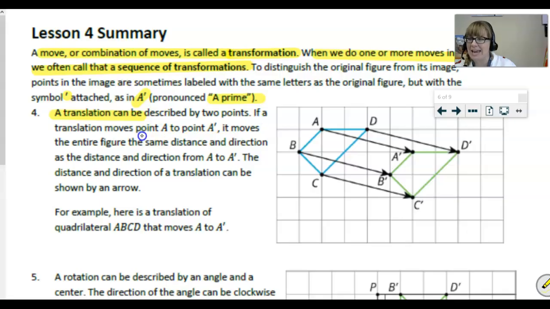If a translation moves A to A prime, it moves the entire figure that same distance and direction as the distance and direction from A to A prime. The distance and direction of a translation can be shown by an arrow. That arrow is called a vector. That's what I want to focus on. Not by the 2 points, but by the vector that shows how much those 2 points are different. A moves to A prime, and that vector shows that difference, that change.